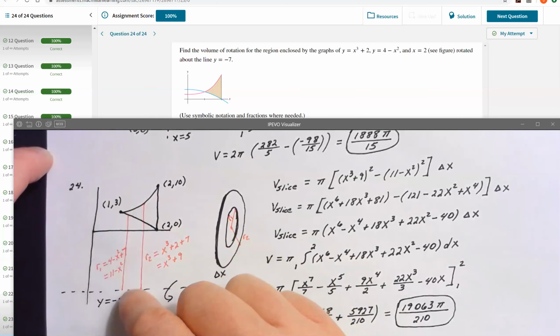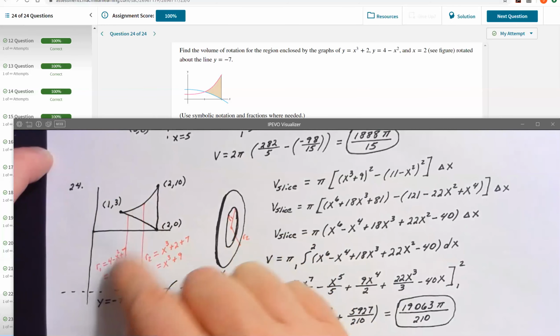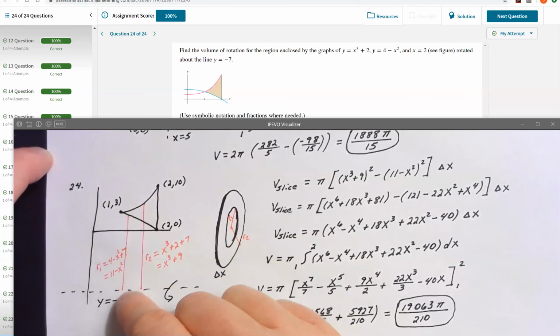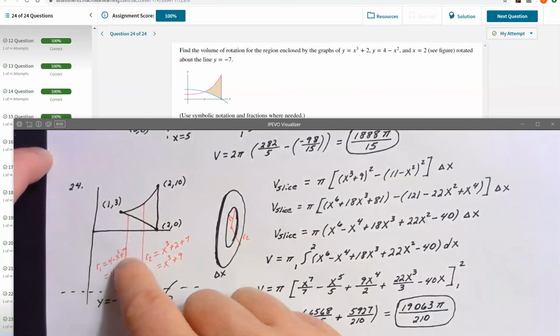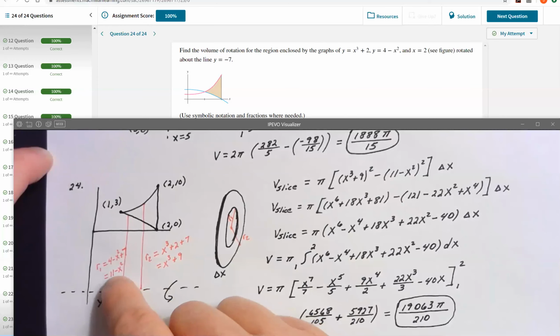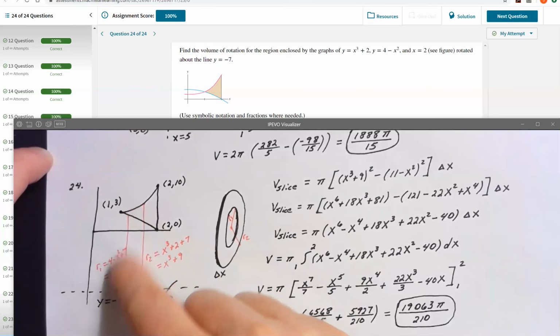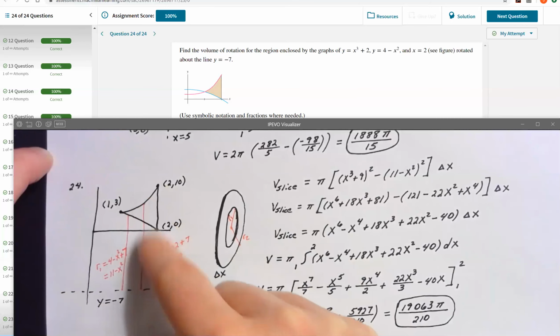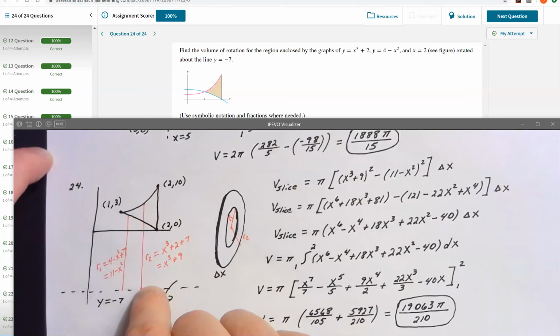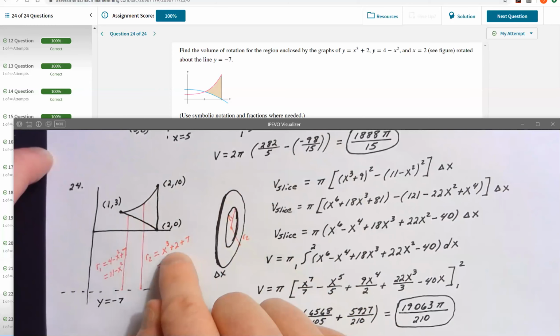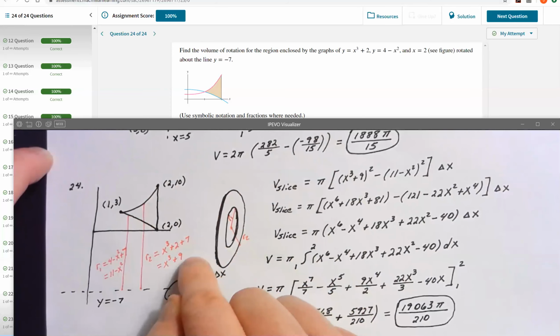So that's going to be top minus bottom. Even though this is the lower curve, it's still above the axis of revolution. So that's going to be 4 minus x squared minus a -7. That's why I put plus 7 there. And so 4 minus x squared plus 7 gives me a distance of 11 minus x squared for the shorter radial length. The larger radial length is the top curve minus a -7. The top curve is my cubic function, x cubed plus 2. X cubed plus 2 minus a -7 means plus 7. I get x cubed plus 9 for my larger radius length.